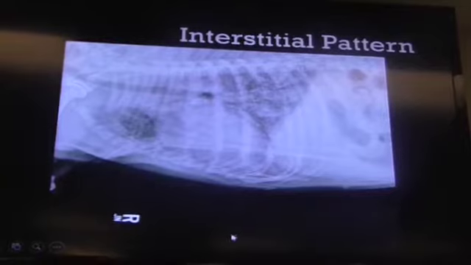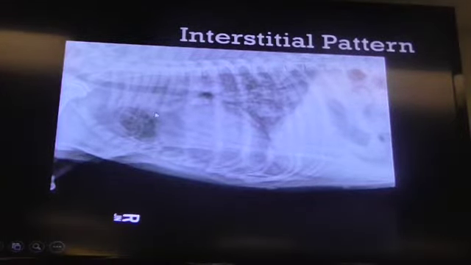Let's go back. This guy. We have an interstitial pattern. I can still pick out what I think is a wall here. Now, it's not zoomed in, it's not the best contrast, but I can pick out airway walls here. So, to me, this is interstitial in nature because I can see the airway wall. It's not alveolar because of that.